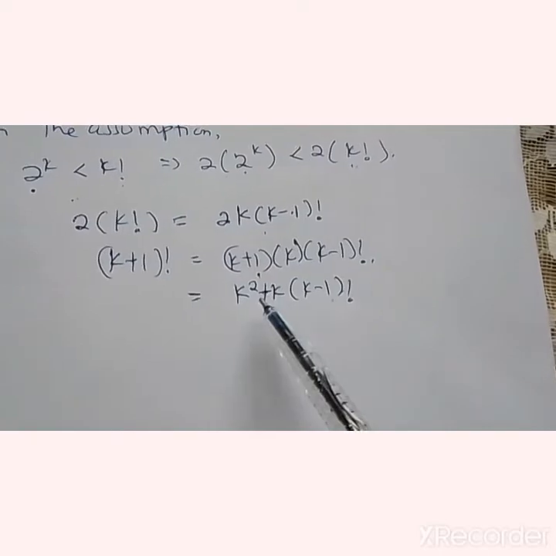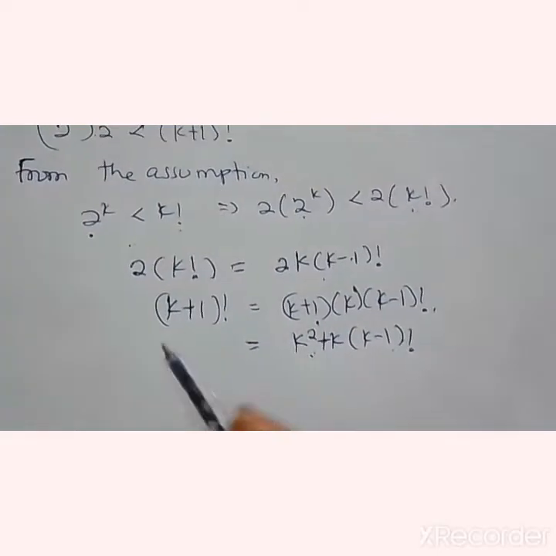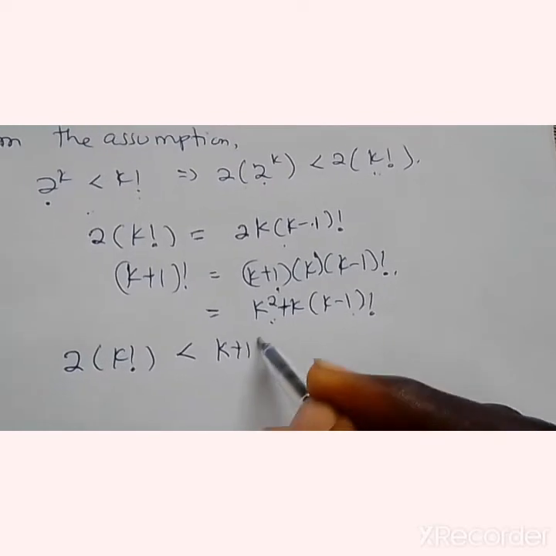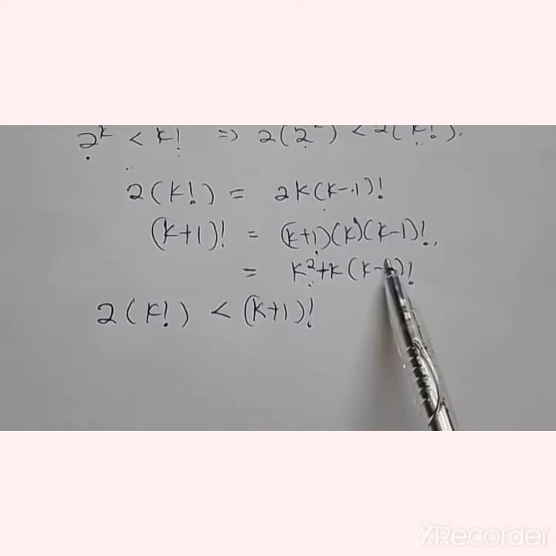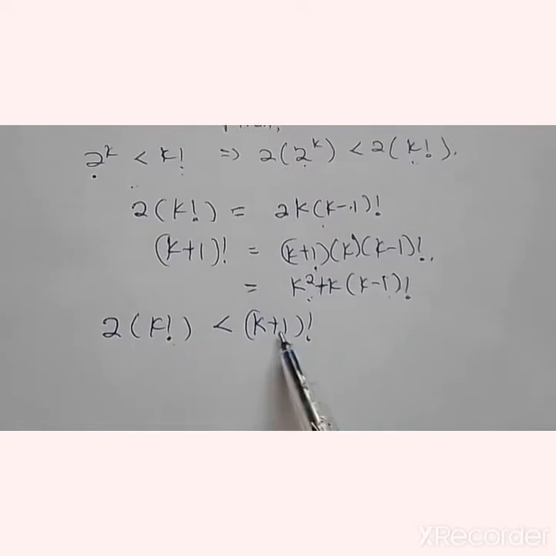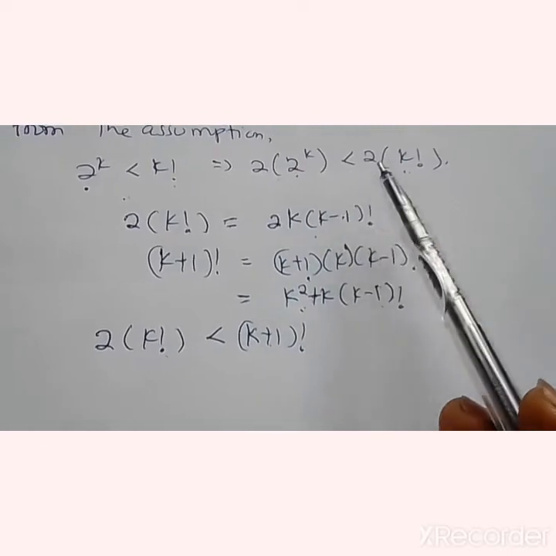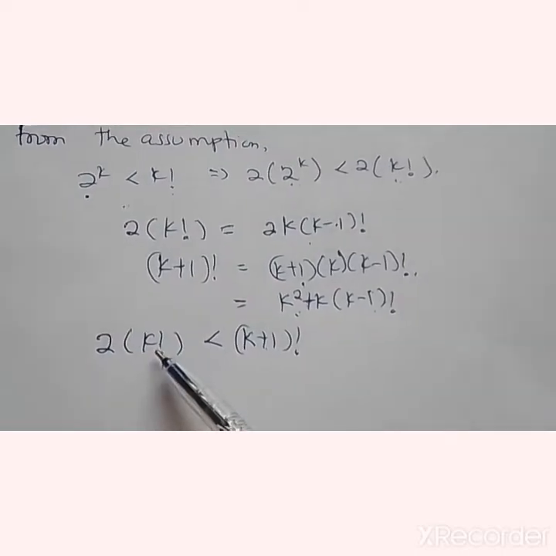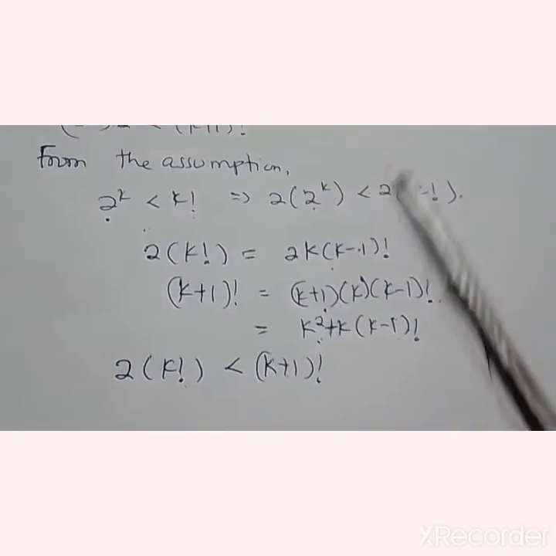So from here, this is greater than this, because we have this factorial, the same thing here. But here is 2k and here is k squared plus k. So we can see that this is greater than this. So we can say that 2 multiplied by k factorial is less than k plus 1 factorial, because this is less than that, but here and here are equal. So if 2 multiplied by 2 to the power k is less than this, from our assumption, which is true, and also this one is less than this, then automatically 2 to the power k multiplied by 2 is also less than this.